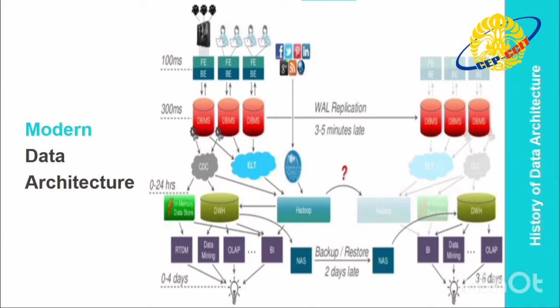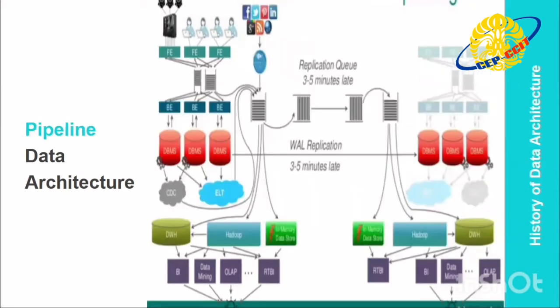In advanced data architecture, there are some problems that can be solved using the Lambda architecture in modern data architecture. And then there are still problems in the modern data architecture, so those problems can be solved using pipelining. A pipeline is a set of data processing elements connected in series where the output of one element is the input of the next one.